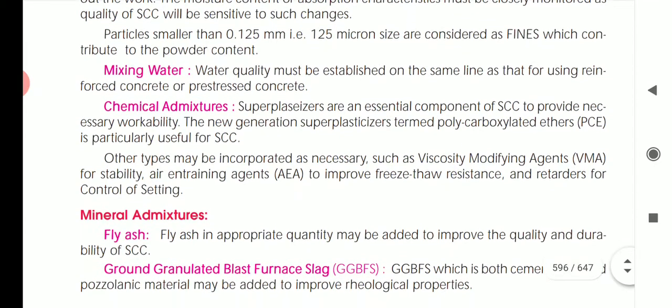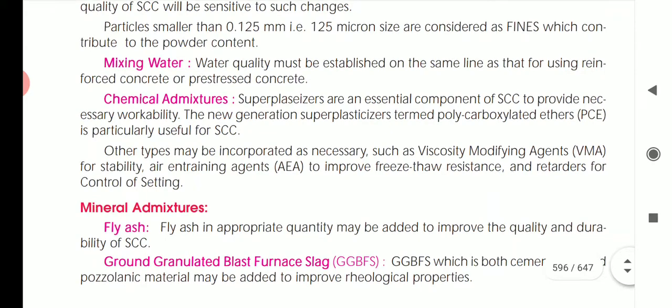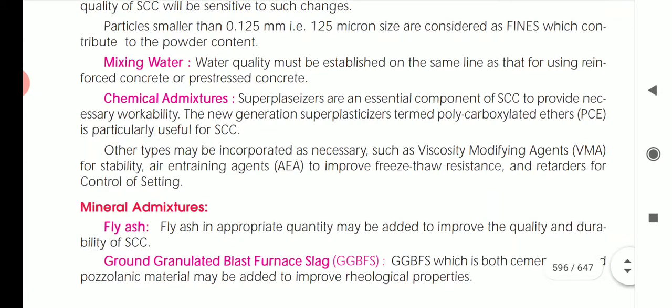The quality of water must be established on the same line as that of using reinforced concrete or pre-stressed concrete. So good quality water, which does not have much of the carbonates and bicarbonates, will be preferred. Chemical admixtures: super plasticizer is an essential component of SCC to provide necessary workability. Remember, in chemical admixtures we are going to add the super plasticizer to achieve good workability.